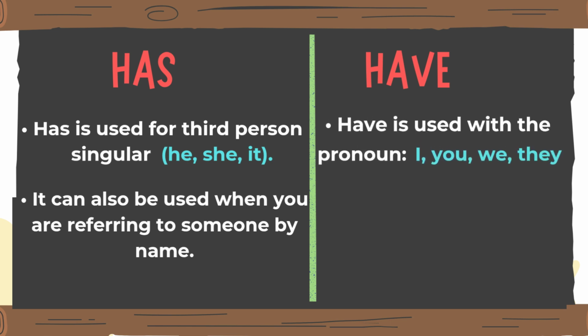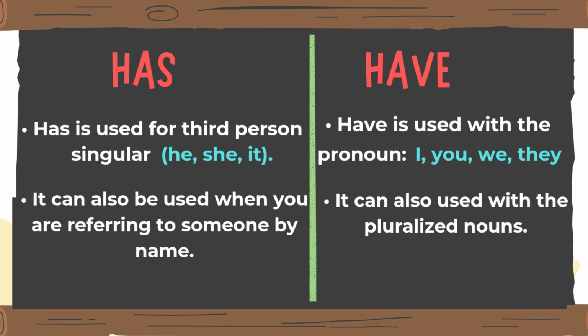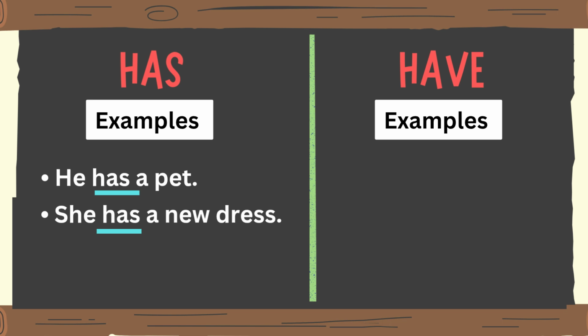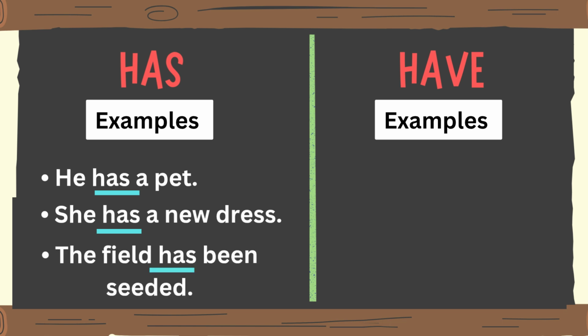Have is used with the pronouns I, you, we, they. It can also be used with pluralized nouns. Let's understand this with examples. He has a pet. She has a new dress. The field has been seeded.